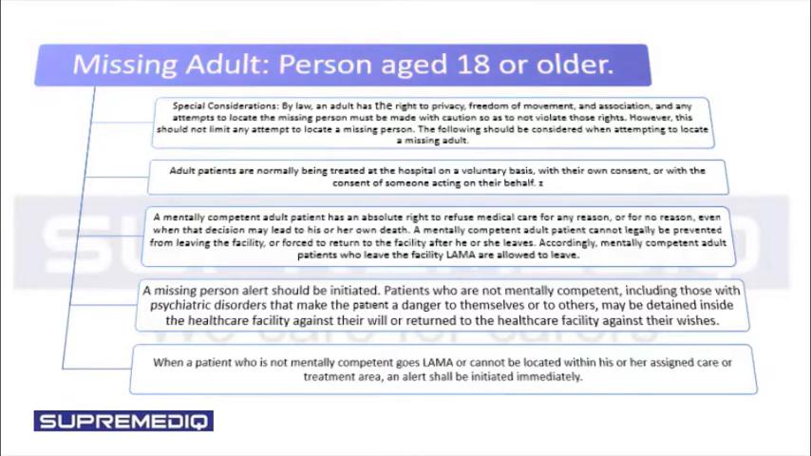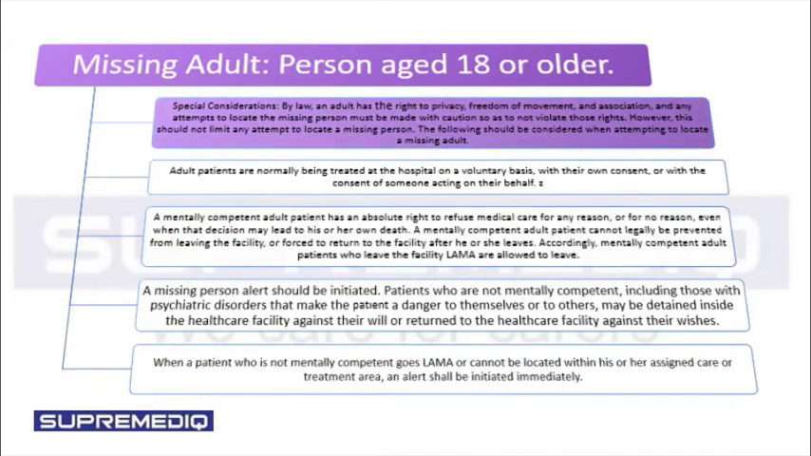Special considerations: by law, an adult has the right to privacy, freedom of movement, and association, and any attempts to locate the missing person must be made with caution so as to not violate those rights. However, this should not limit any attempt to locate a missing person. The following should be considered when attempting to locate a missing adult.